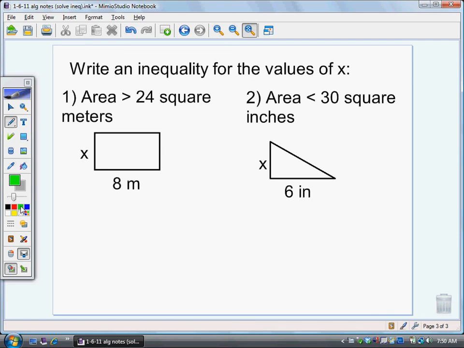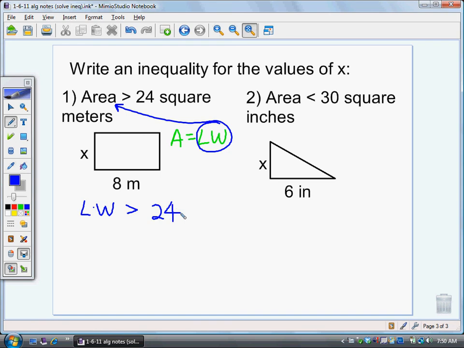In these, we're dealing with areas, so a little geometry connection. The first one is a rectangle, and the formula for area of a rectangle is length times width. So what we do in this one is, since area is the same thing as length times width, I'm going to put length times width right there where it says area. So I'll do length times width is greater than 24.